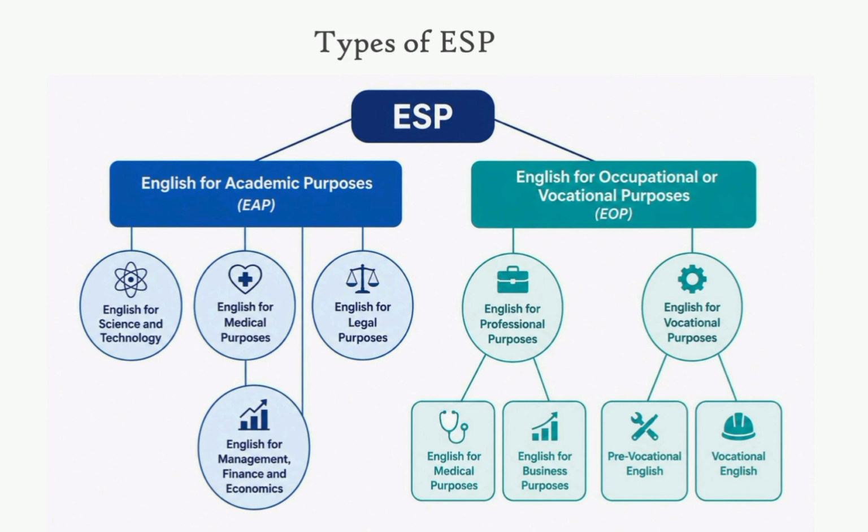The second is English for Occupational Purposes, or EOP. This type prepares learners to communicate effectively in their workplace. It develops the language needed for professional tasks such as writing reports, participating in meetings, or interacting with clients. Although these branches serve different learners, they all have one thing in common: they are designed to meet specific language needs.